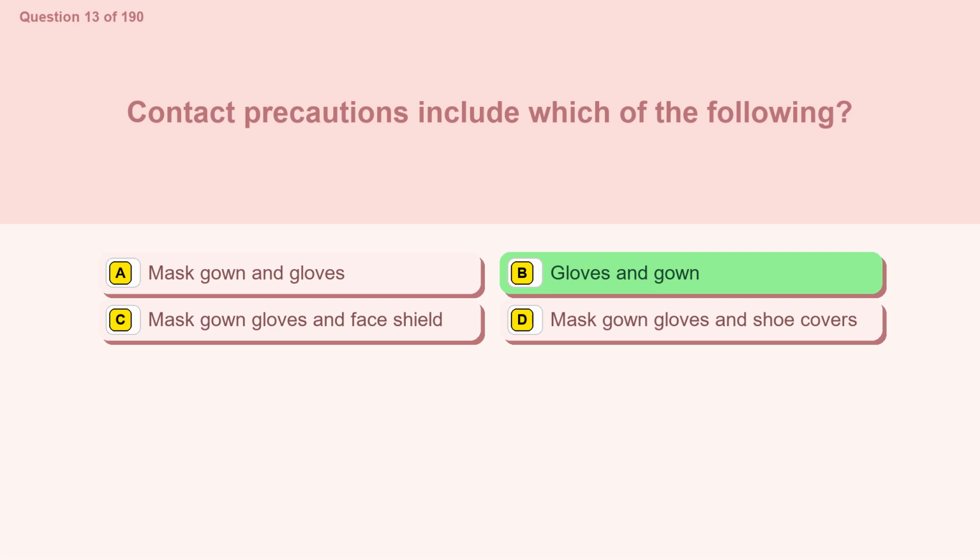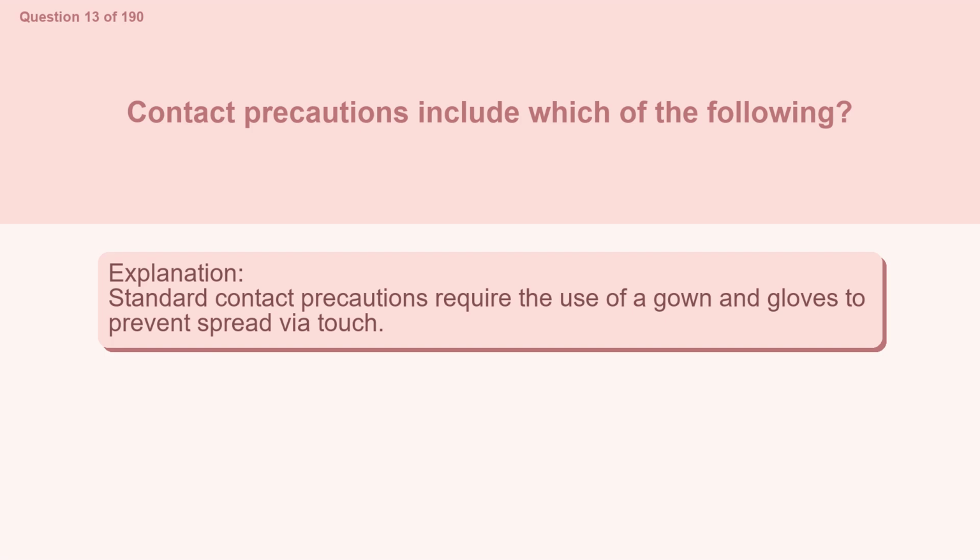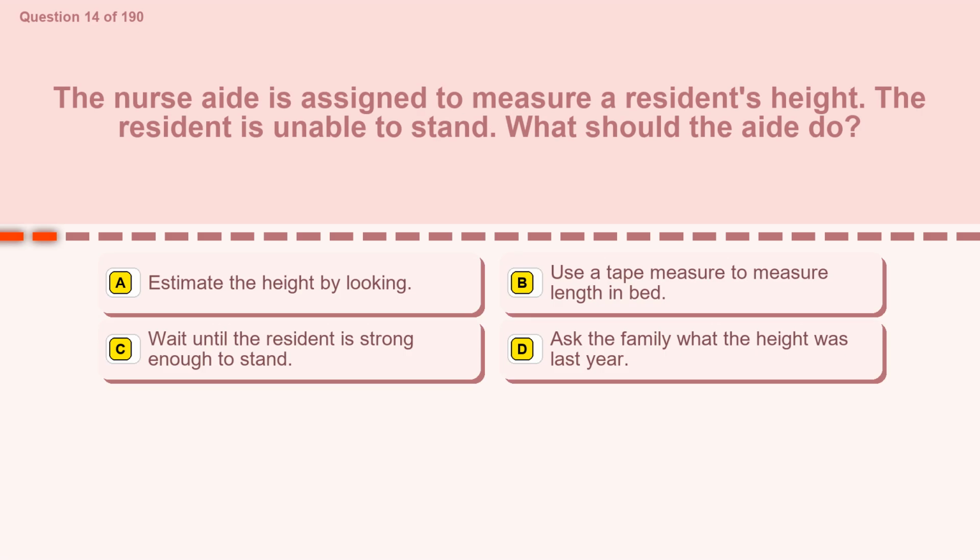The correct answer is option B. Gloves and gown. Standard contact precautions require the use of a gown and gloves to prevent spread via touch. Question 14. The nurse aide is assigned to measure a resident's height. The resident is unable to stand. What should the aide do?